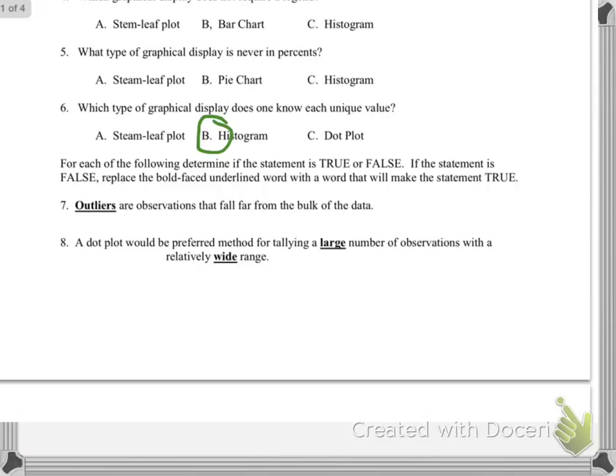Okay, so here are some true false. So yes, outliers are observations that are far away from the bulk of the data. And a dot plot would be a preferred method for a large. Remember what I said is for a small. So that would be false.